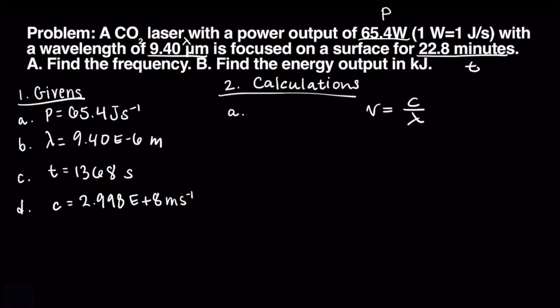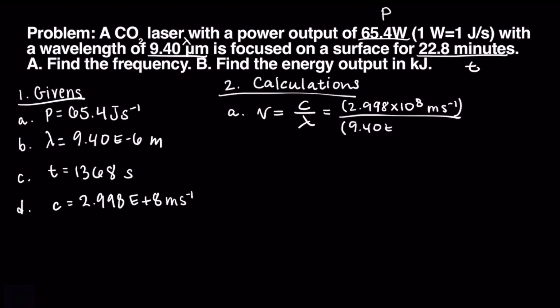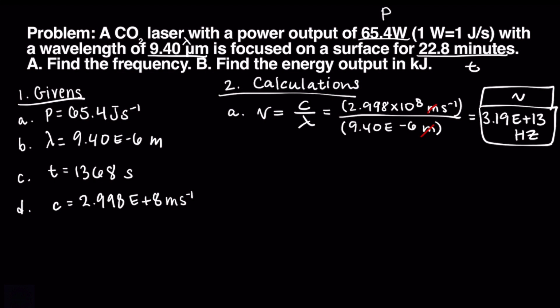When we do that, we can start with this brand new fresh formula and just plug and chug. c is 2.998 times 10 to the power of 8 meters per second. Lambda is 9.40 times 10 to the power of minus 6 meters. The meters cancel, and we're left with inverse seconds. And inverse seconds is the same thing as hertz. So when we do that, we get 3.19 times 10 to the power of 13 hertz. And this is your frequency.